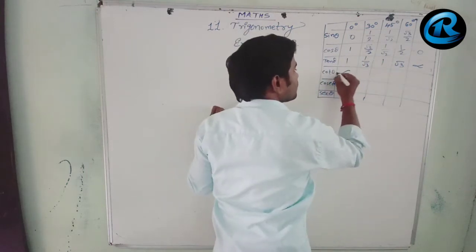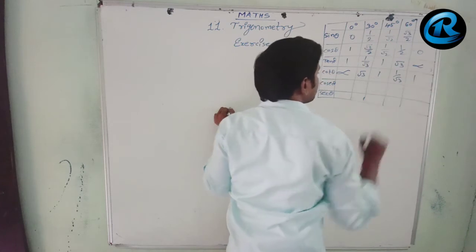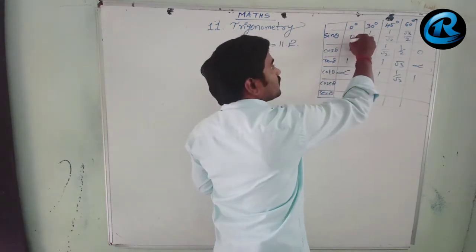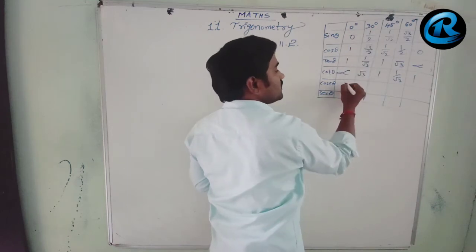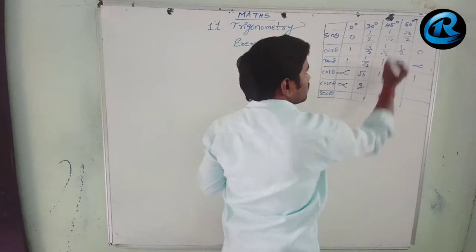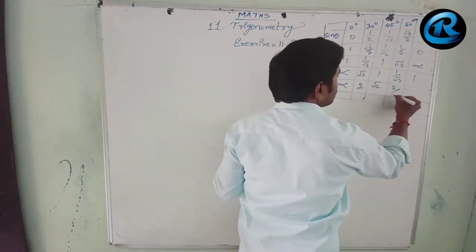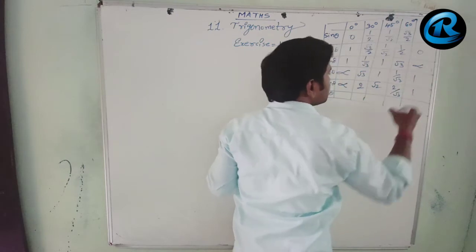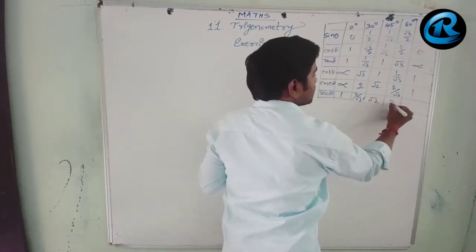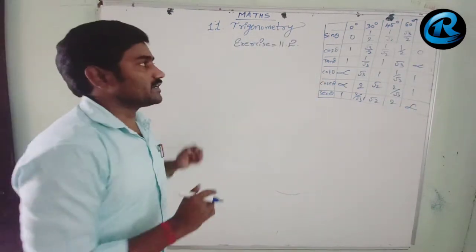The reciprocal of tan theta is cot theta. Then the reciprocal of sin theta is cosec theta. Now 1 by 0 is infinity, and this 1 by 2 becomes 2 by 1, that is 2. 1 by root 2 becomes root 2 by 1, that is root 2. And here 2 by root 3, and this 1 by 1 is 1. The reciprocal of cos theta is sec theta. And this is the table. This table will help us to solve the complete exercise.